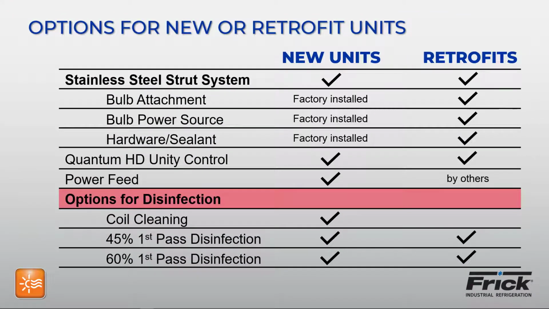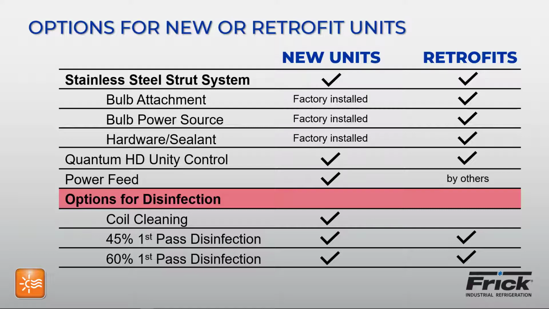Now, this option is available for either new units or as a retrofit to an existing unit. With new units, the entire system is factory assembled. The stainless steel struts, bulb attachments, and hardware all come with the unit. It is control and power wired at the factory. The purchaser can choose to do coil cleaning, airstream disinfection, or both. But you must choose which level of disinfection you want, 45 or 60%.